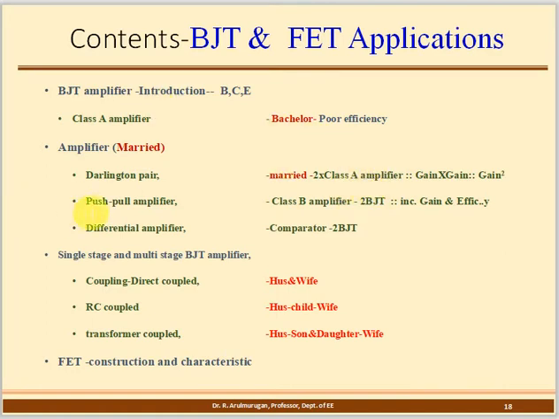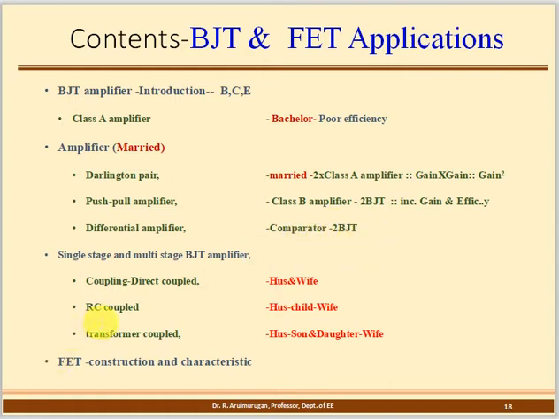Then another one is the push pull amplifier, or another name, class B amplifier. Here also they are using two BJTs, one BJT for push and another BJT for pull. It works vice versa, and it is used to increase the gain and efficiency. The differential amplifier, similar to the comparator, also uses two BJTs.